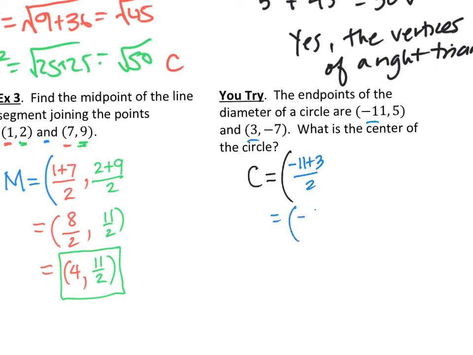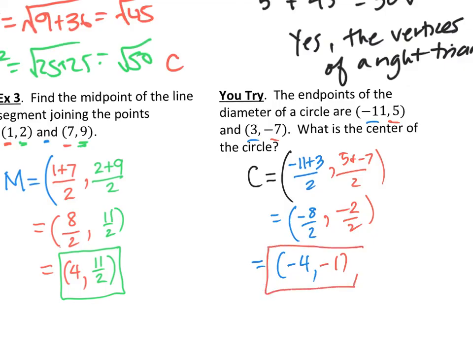Let's see, what is that? -8 over 2. I got -4 for the x coordinate, which makes sense because -4 is between -11 and 3, exactly between them. Okay, in the y direction, I have 5 and -7. Okay, and the order you write these doesn't matter because we're adding them. Okay, what is that? -2 over 2, which is -1. In the y direction, -1 is between 5 and -7, so the center of my circle is -4, -1.